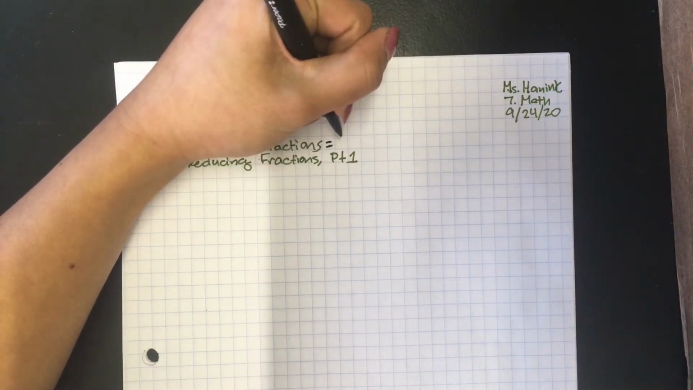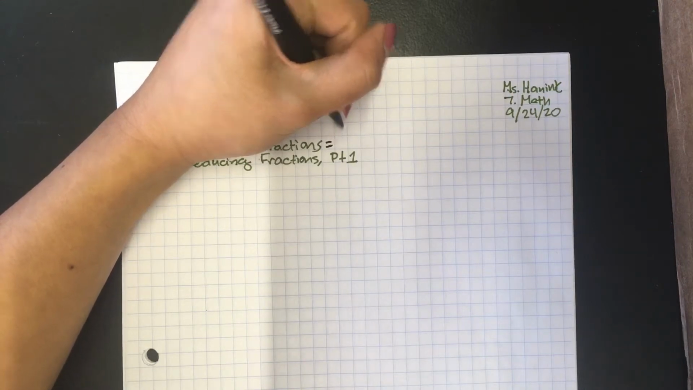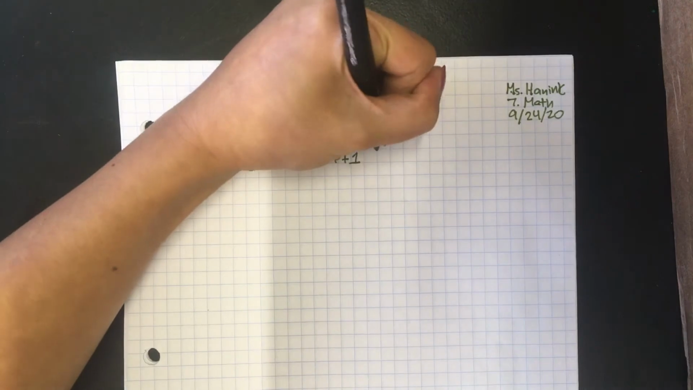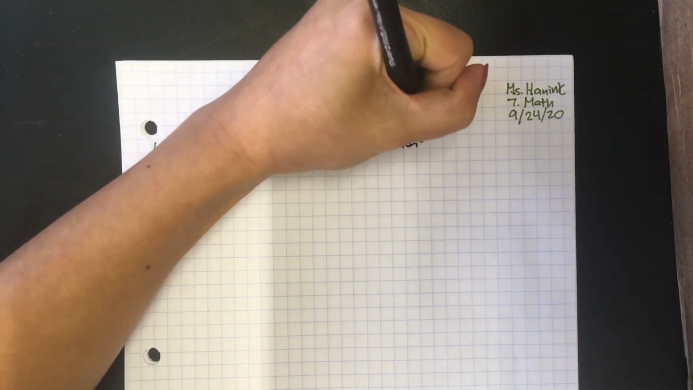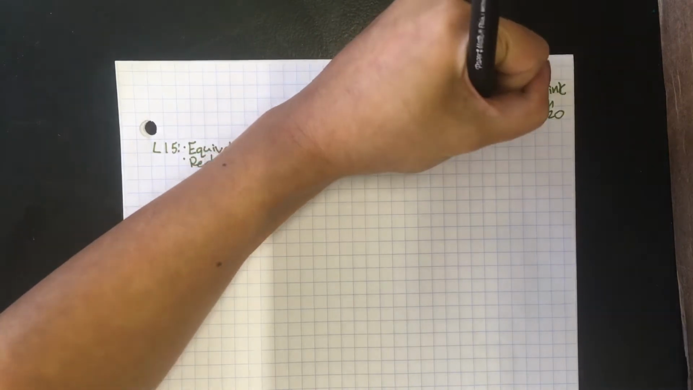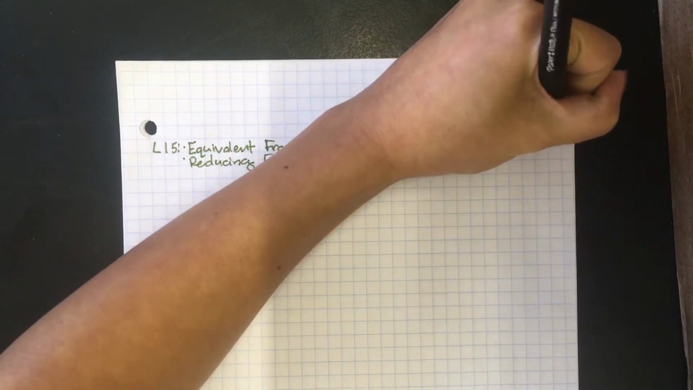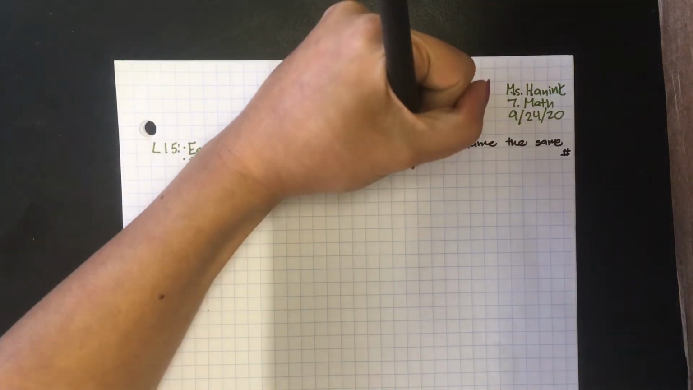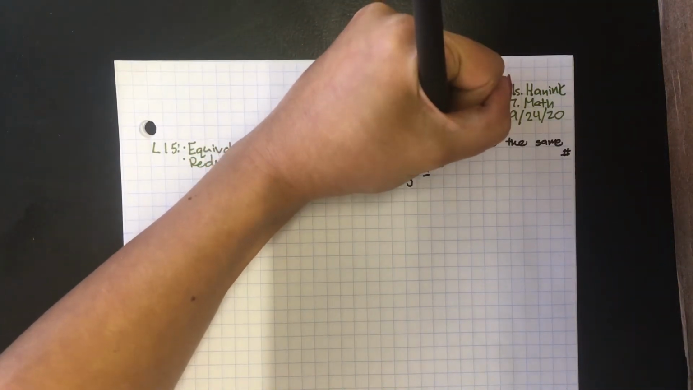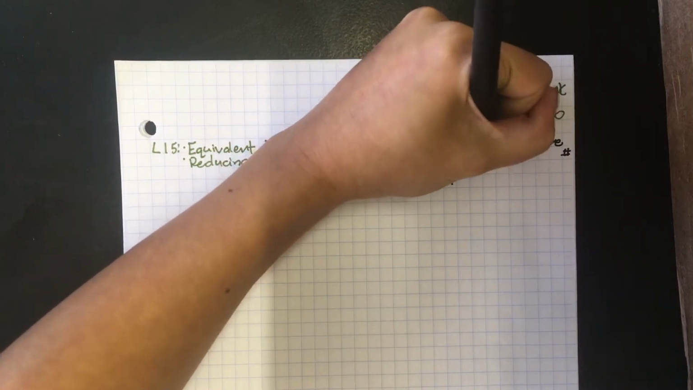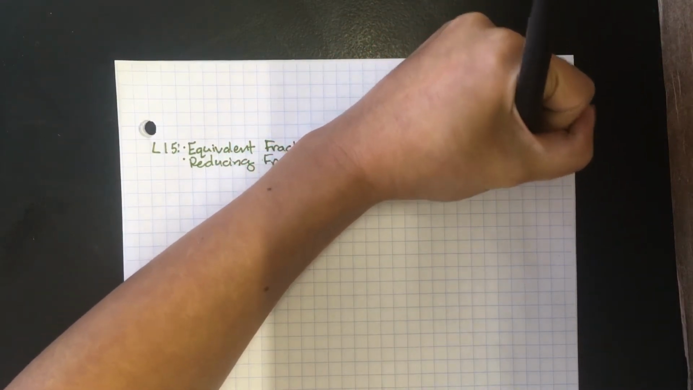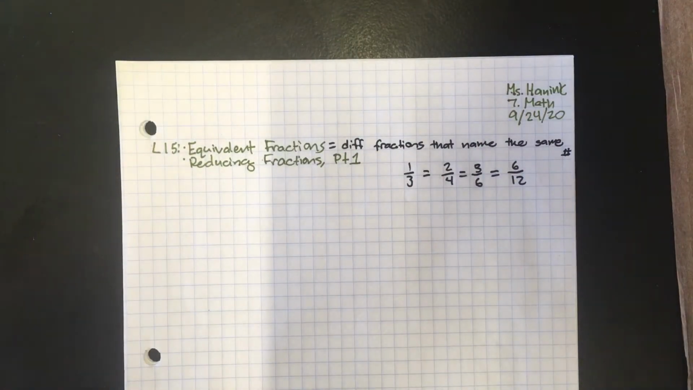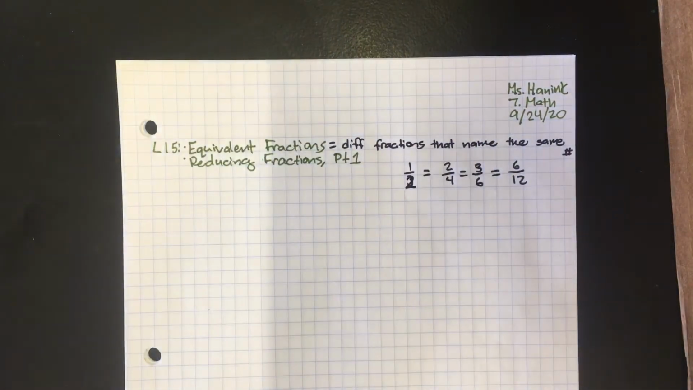So equivalent fractions are different fractions that name the same number. Fractions that name the same number. Okay? So if I had, for example, 1/2, which is the same as 2/4, which could be the same as 3/6, which could be the same as 6/12. They all represent 1/2. I put 1/3, I meant 1/2. There we go. Sorry about that.